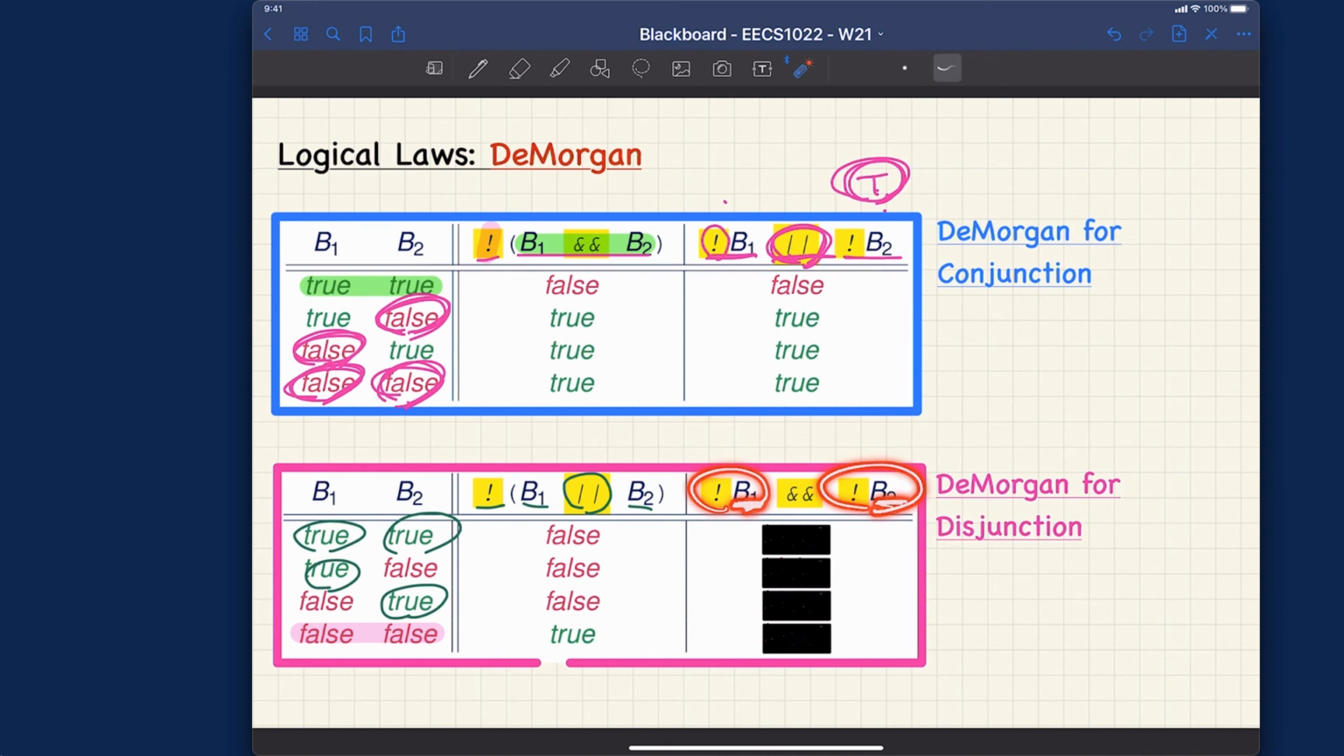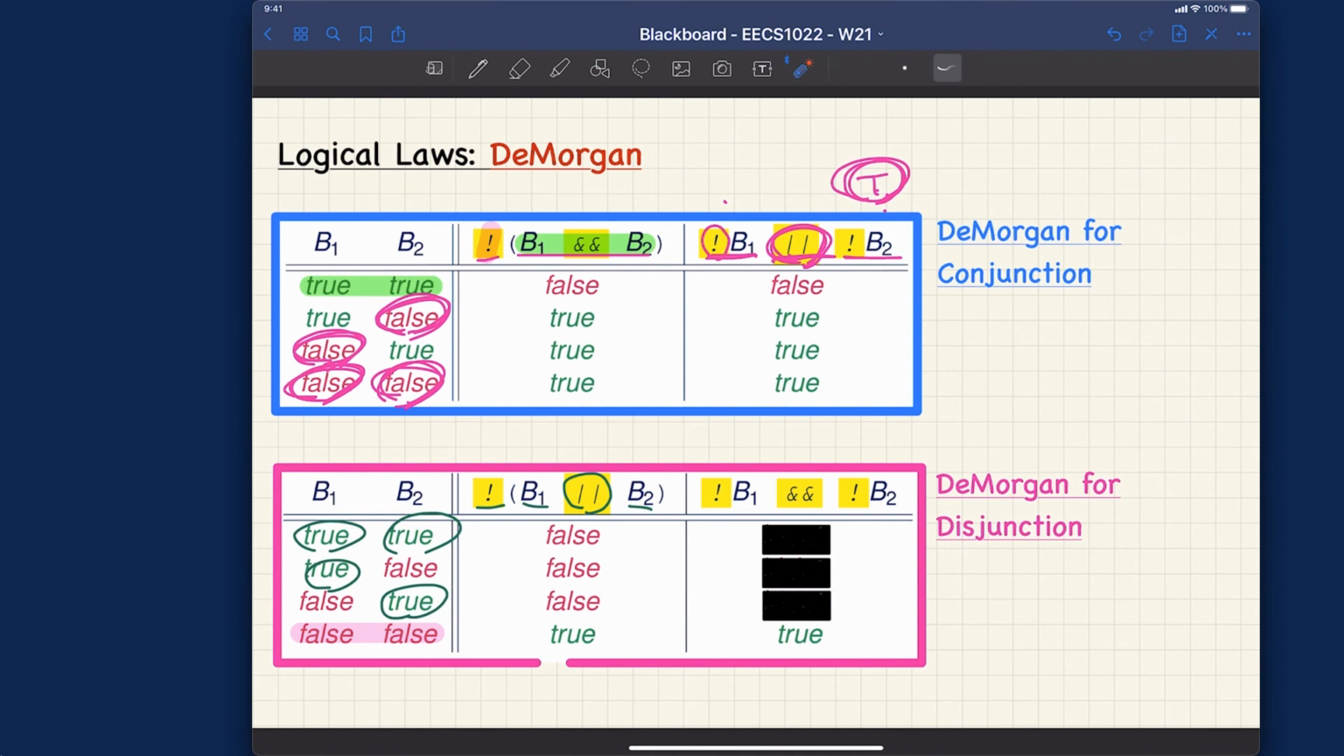In that case, we are still talking about this row over here. So false and false is the only way to make sure negated false and also negated false. Overall, it's going to be making the conjunction true. All right, so that's the only way to make this true. So now you can see so far they correspond to each other, right? What about the rest of the rows?